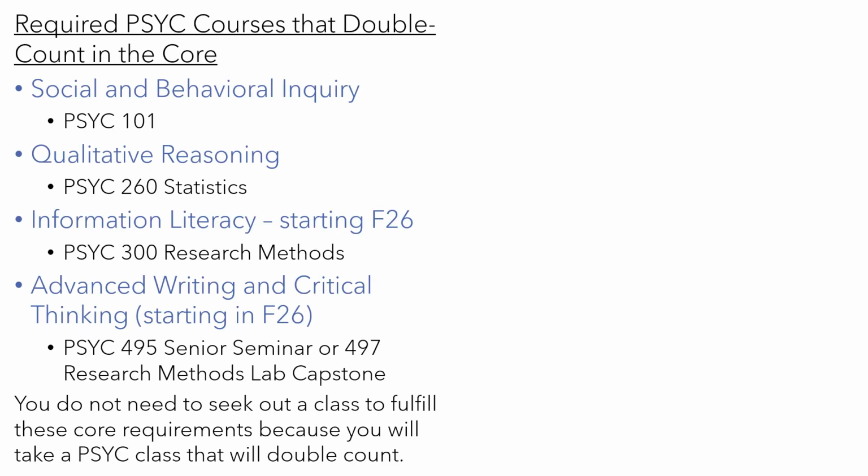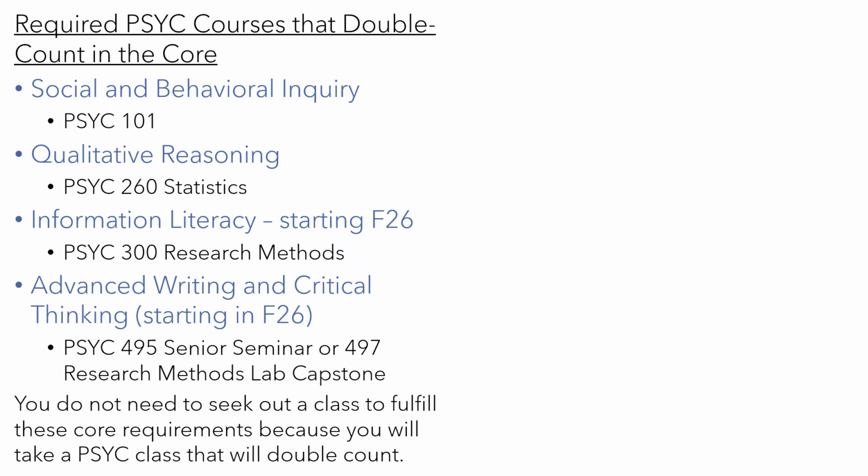There are many classes that double count in the psychology major and the core curriculum. Some of these classes are required for the psychology major, so that is, you will satisfy these core curriculum requirements simply by being a psychology major. That includes social and behavioral inquiry from taking Psych 101, quantitative reasoning by taking statistics, and information literacy by taking research methods. This only starts in fall 2026.